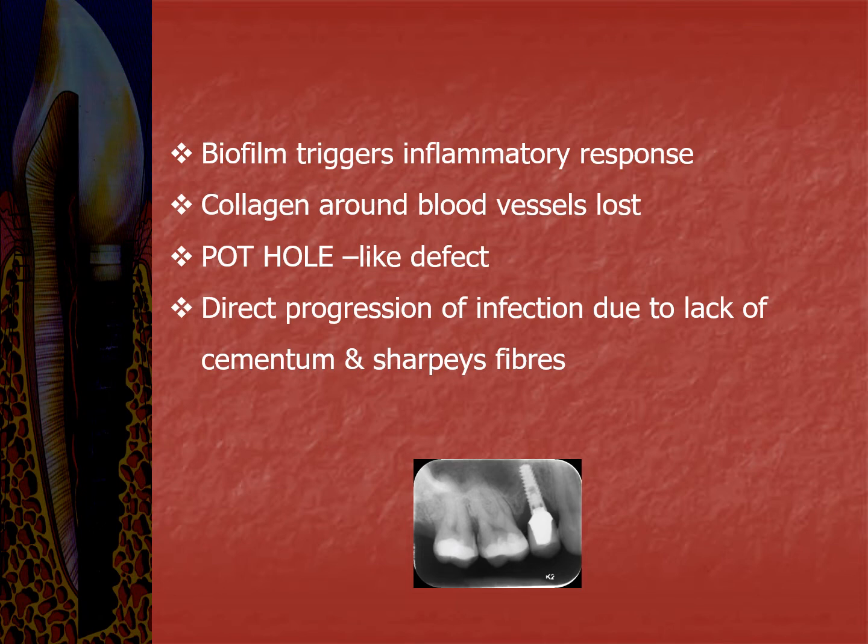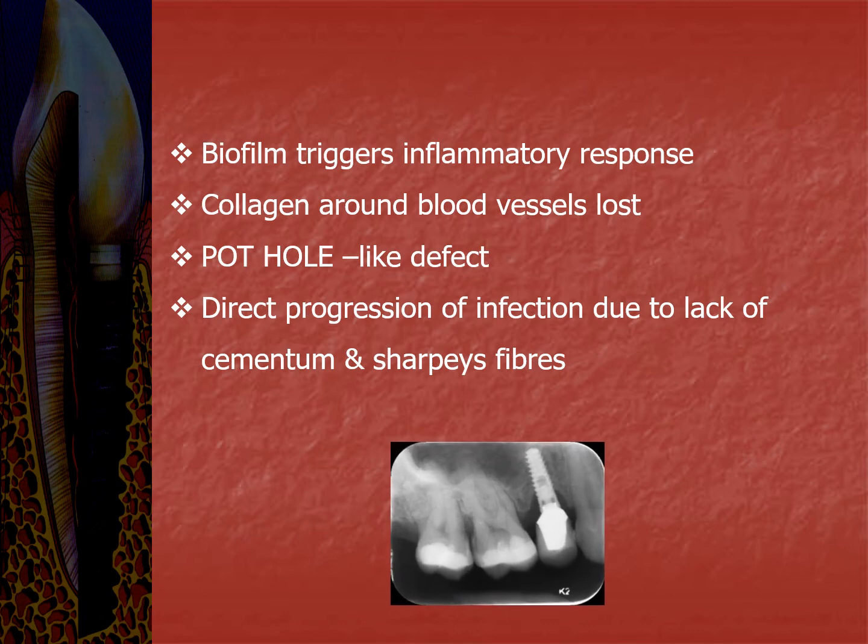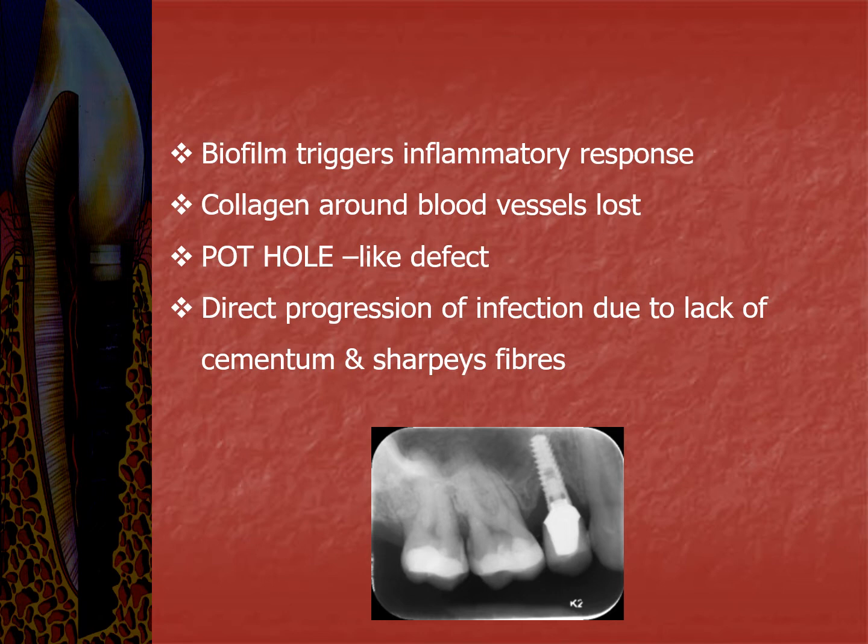The biofilm is formed, and this biofilm triggers an inflammatory response which makes the blood vessels large and more permeable. And this will facilitate migration of neutrophils, that's the PMNs, into the pocket space around the implant. And as the inflammation progresses, the collagen around the blood vessels is also lost and lymphocytes accumulate in this area. Now, the underlying connective tissue also exhibits increased lymphocytic infiltrate, thereby increasing the pocket formation. This is characterized by the porthole-like defect that is seen in the radiograph.